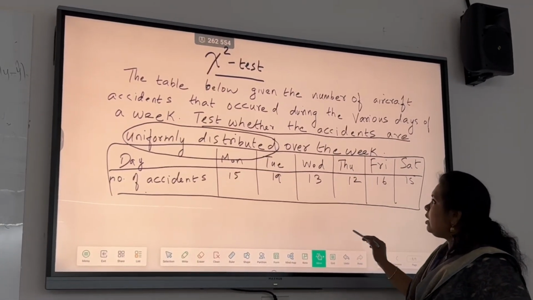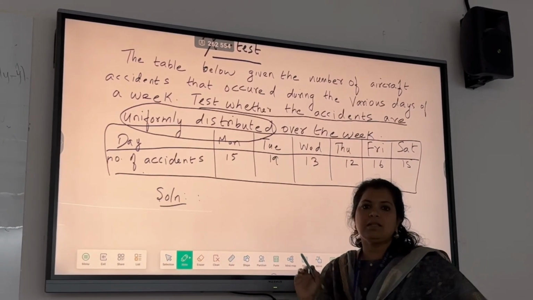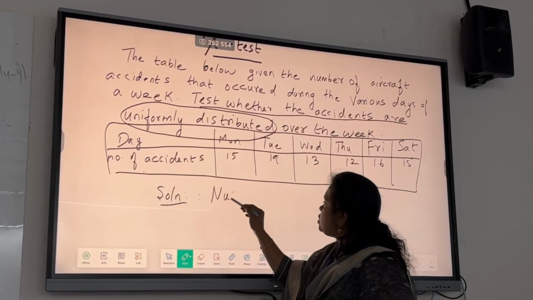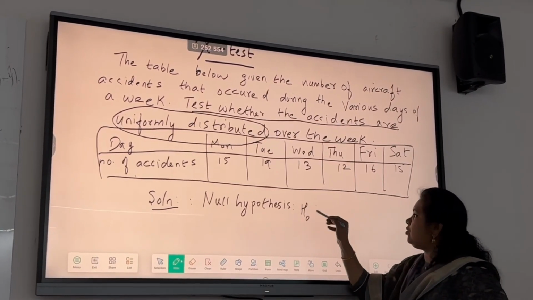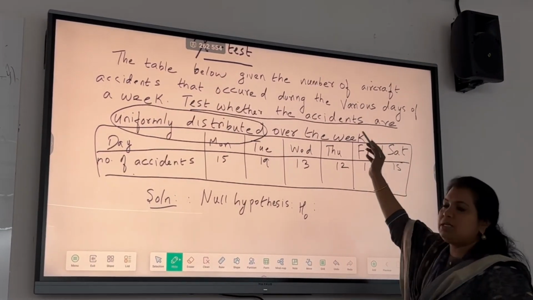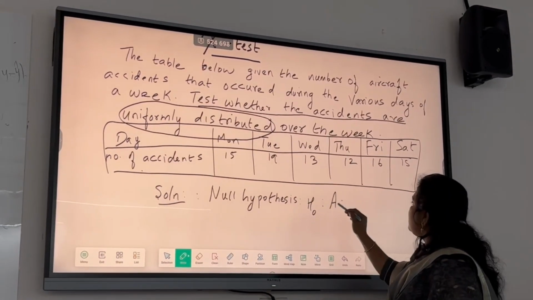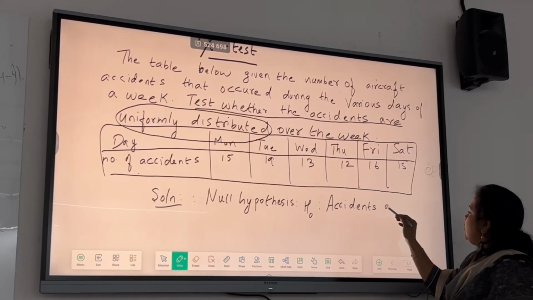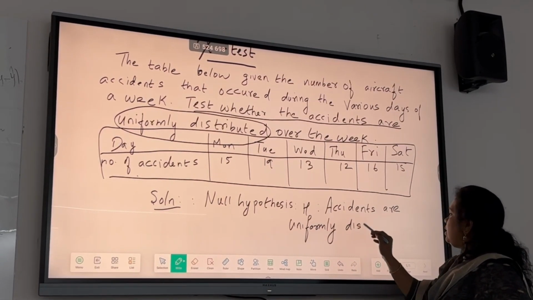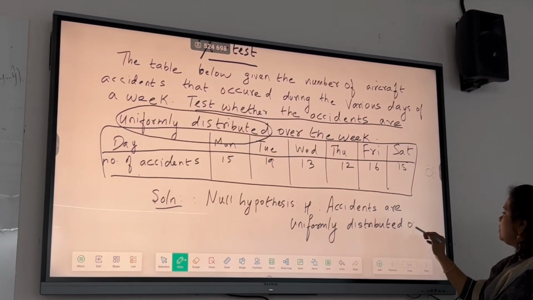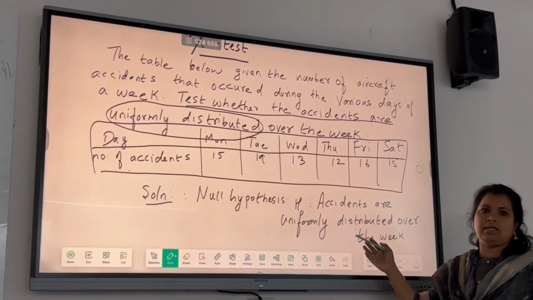So we are going to solve the problem. How to solve it? We have to consider the null hypothesis, which is H naught. Every time we have to consider this hypothesis, then only we start the problem. So H naught is given in the question: the accidents are uniformly distributed over the week. As such, we are writing it in the null hypothesis.